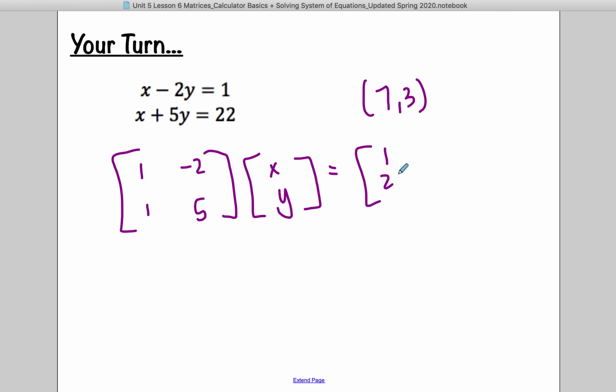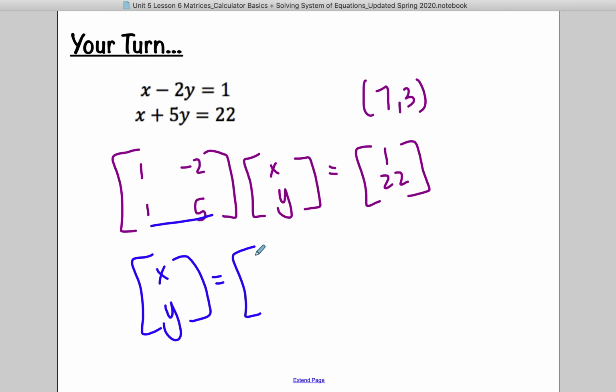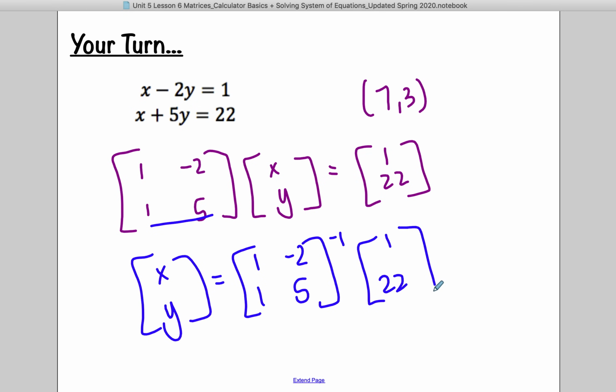equals 1, 2, 2. And then in order to get xy by itself, I'd multiply both sides by the inverse of this matrix here. So if you wanted to type it in your calculator and get that practice, you can. Otherwise, you do 1, negative 2, 1, 5, the inverse of it, and then times your constant matrix, numbers that were by themselves. And that should lead you to this result here. So there's the your turn.